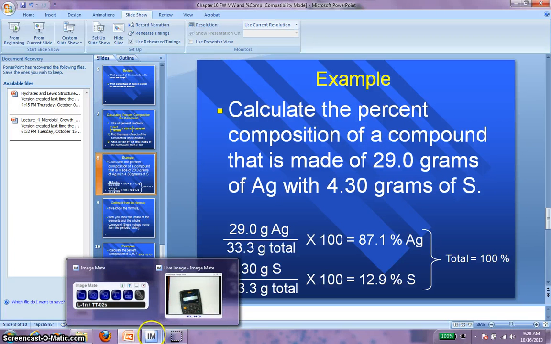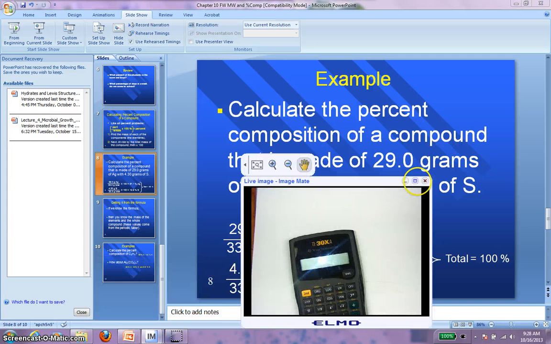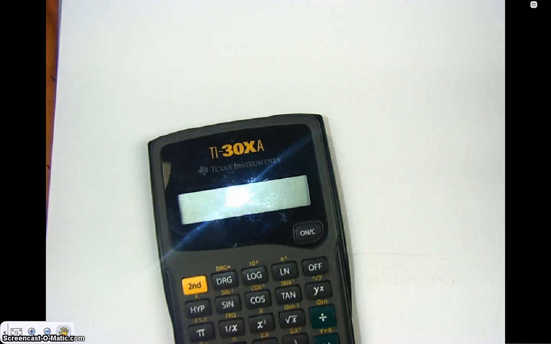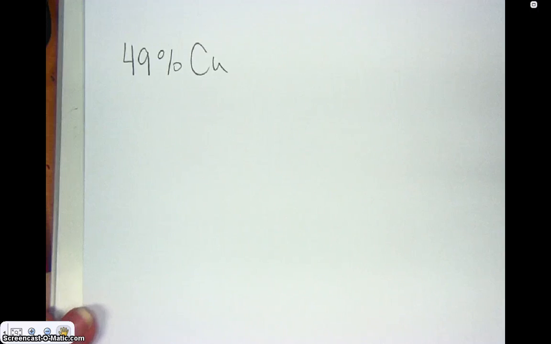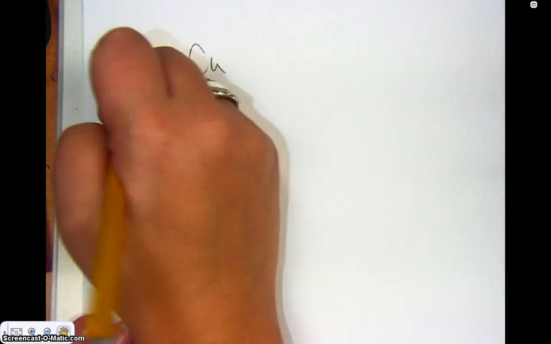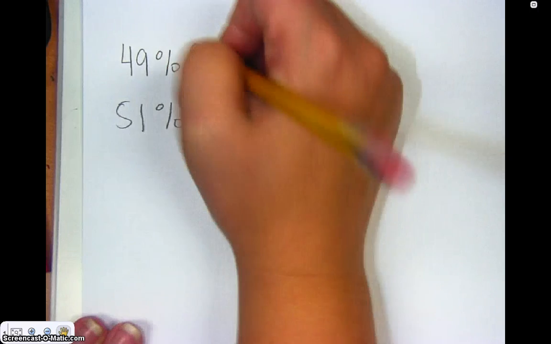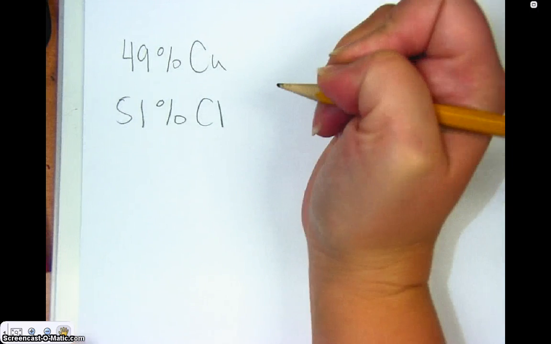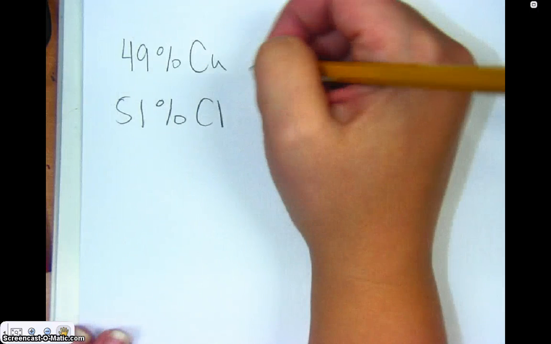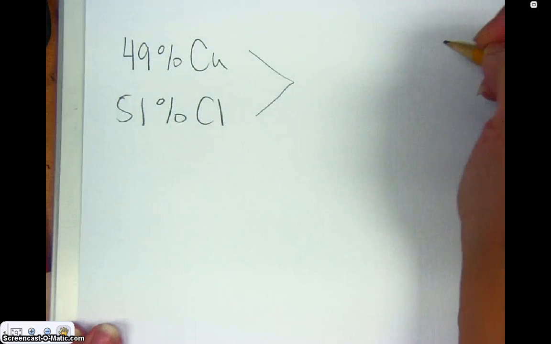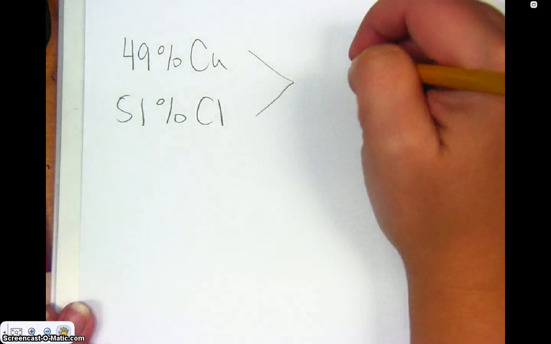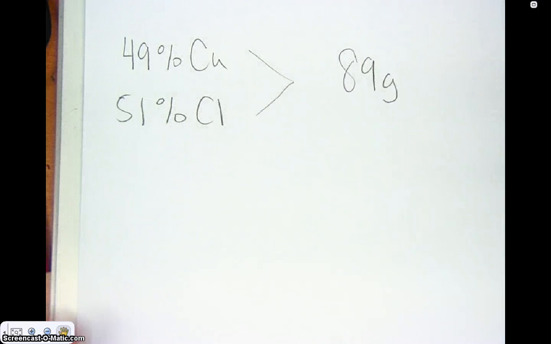Now, I'm going to take that same problem and demonstrate how to go in the other direction. Actually, let's do a different example. Let's say I have a compound and it's 49% copper, and it's 51%, we'll say, chlorine. And let's say my overall mass of the compound is, let's just say, 89 grams of that stuff.